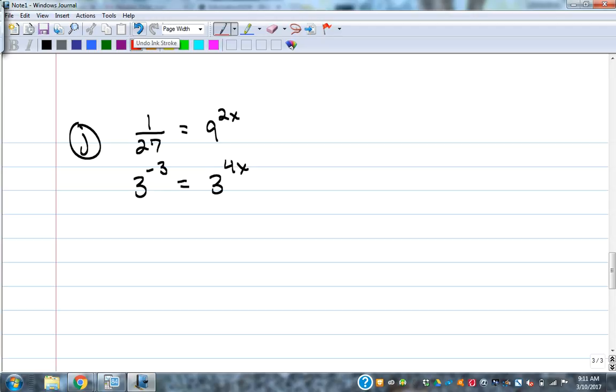9 is 3 squared. Yeah. 3 squared times 2x is, 2 times 2 is 4, so 4x. And then that's negative 3 equals 4x. X is negative 3/4.